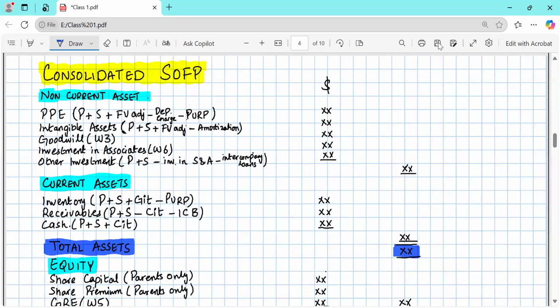Now, the first heading that comes will be non-current assets. In the non-current assets, first thing is PPE. What does PPE mean? Property, plant, and equipment. Now you can clearly see I have written down the letter P here, which means parent's property, plant, and equipment, right? Then S means subsidiary's property, plant, and equipment. So it means that from the individual financial statement of the parent, you will take the parent's property, plant, and equipment. Then you will add the subsidiary's property, plant, and equipment to that. Okay, because now you are combining the results, right?